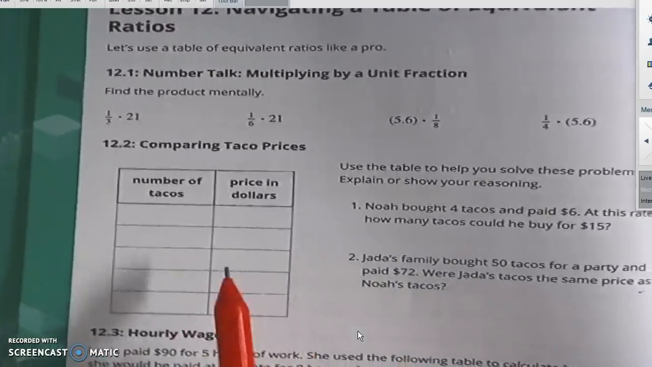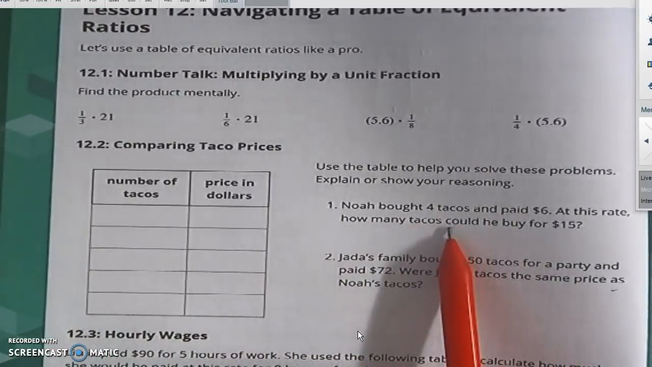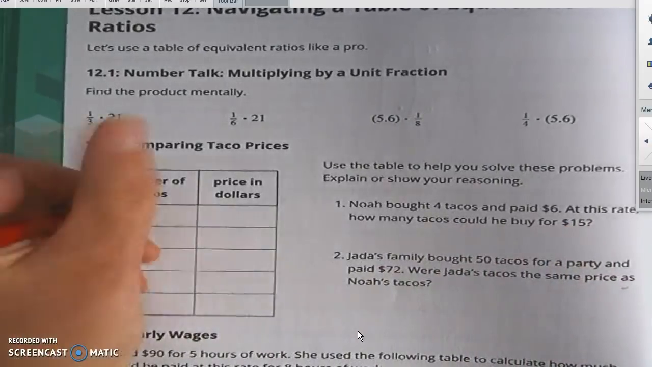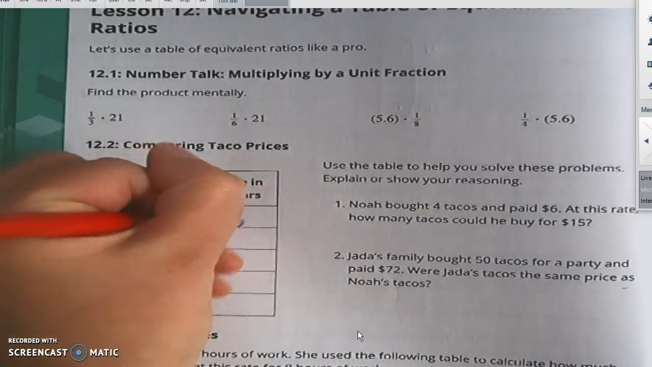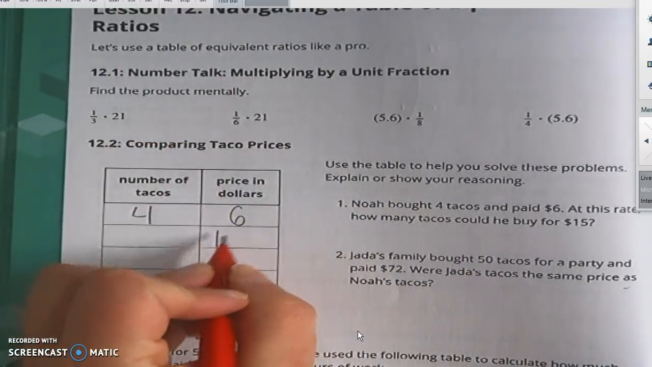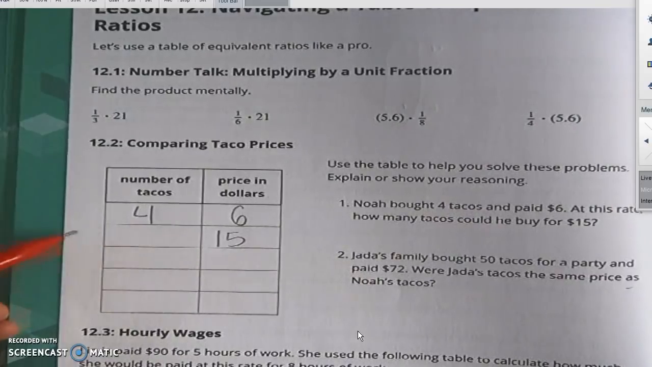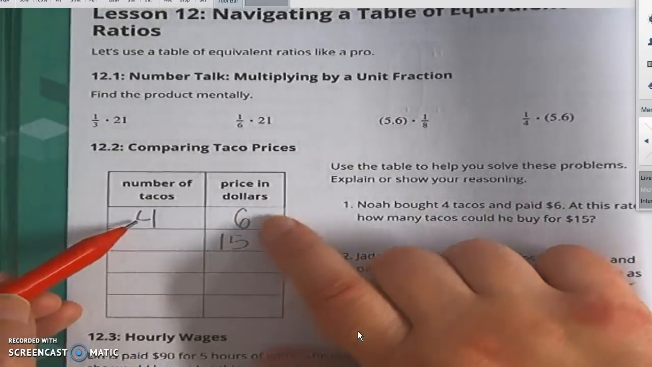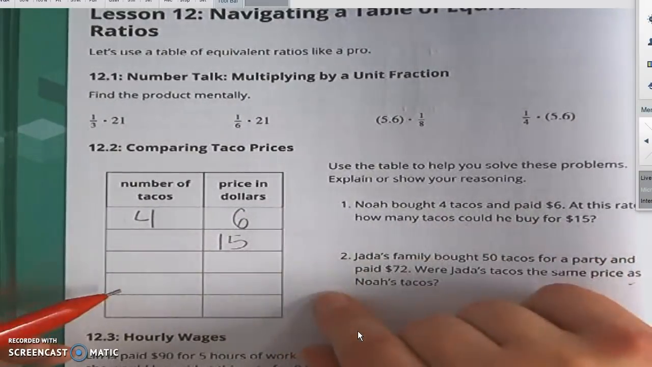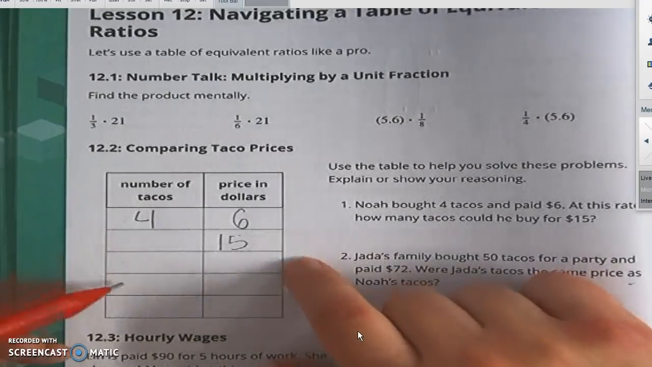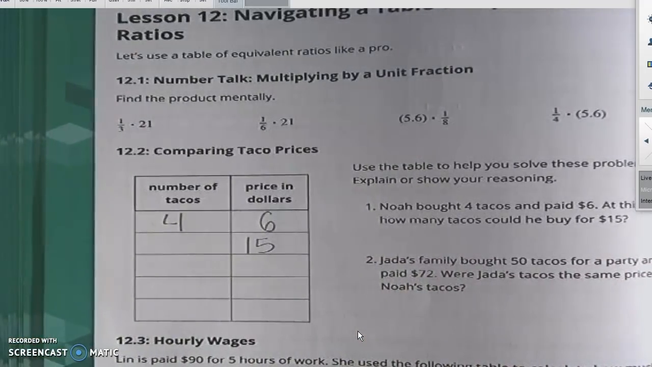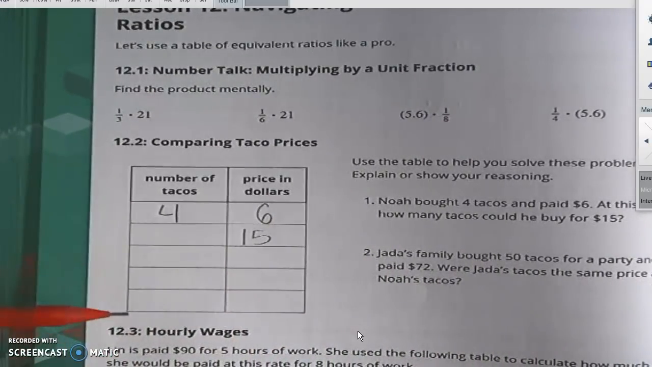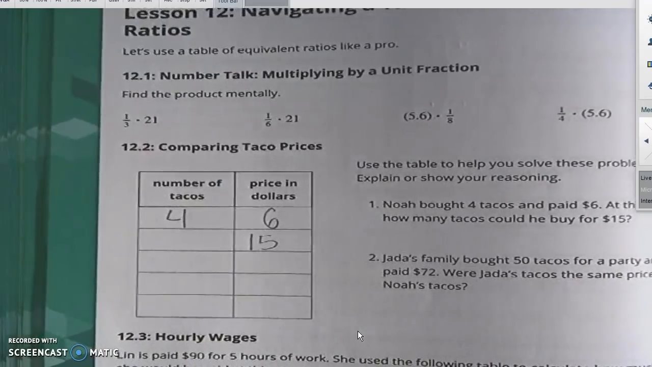Okay, so then also on Friday we looked at this taco problem. Noah bought 4 tacos and paid $6. And this time the table was blank. 4 tacos, $6, and we had to find $15. And people did this a whole bunch of different ways. Some people found the price for 1 taco. Some people found 12 tacos and $12 and $3 and added that together. And we saw a whole bunch of different strategies, a whole bunch of different ways of breaking it down. And because the table was blank, it was up to each person how they wanted to do that.